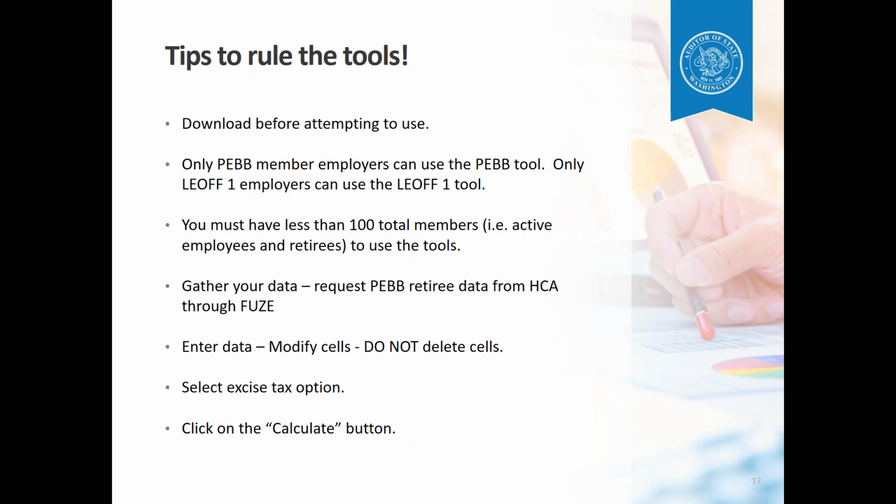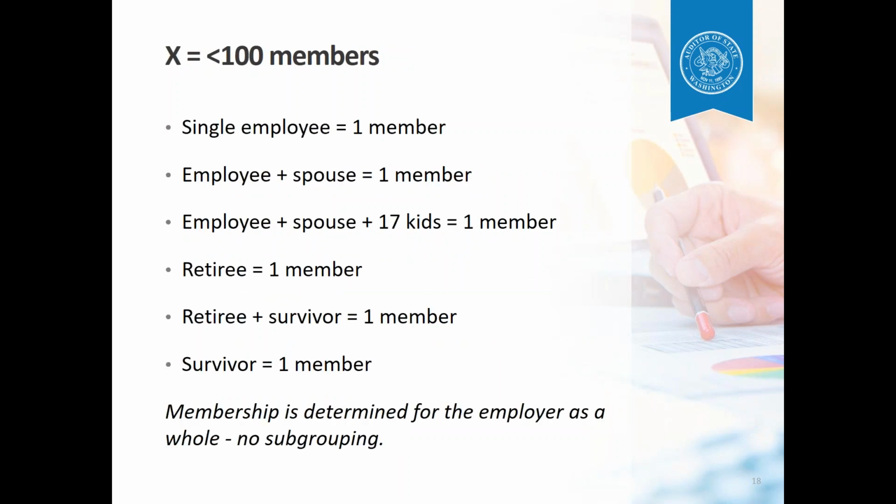So please do that. Now, you must have less than 100 total members, that's actives and retirees, to use the tools. And let me show you what I mean by that. I think maybe a better word to use is subscriber. A single employee obviously would be 1 member, 1 subscriber. An employee plus a spouse, that's still 1 member, 1 subscriber. An employee, a spouse, 17 kids, cats, dogs, whatever, that's still 1 member.